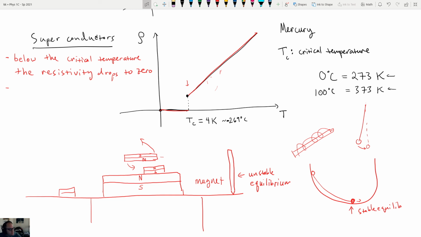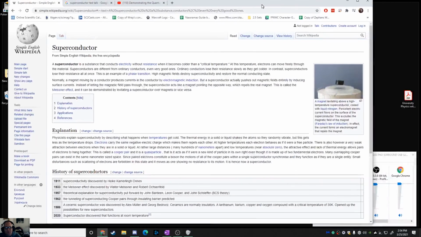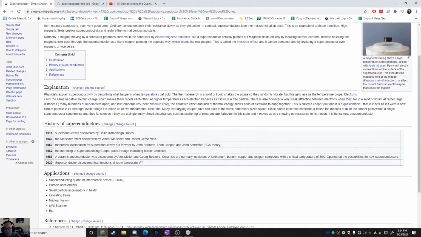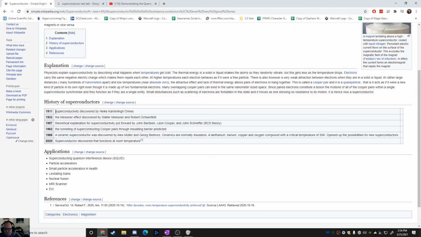So I found this timeline on Wikipedia, the most authoritative of websites. This is a timeline of superconductors. They were first discovered in 1911 by a guy named Heike Kamerlingh Onnes. I don't know how to pronounce that. Sounds like a Norwegian name. And then the Meissner effect was discovered by these guys. And then look at this.